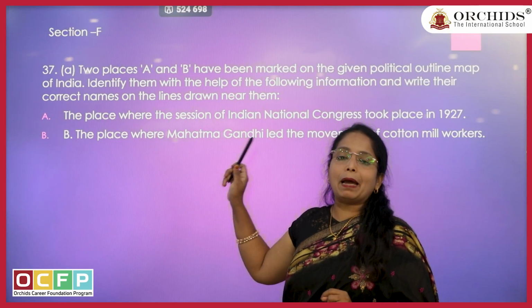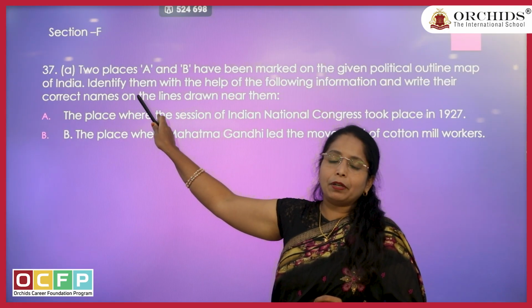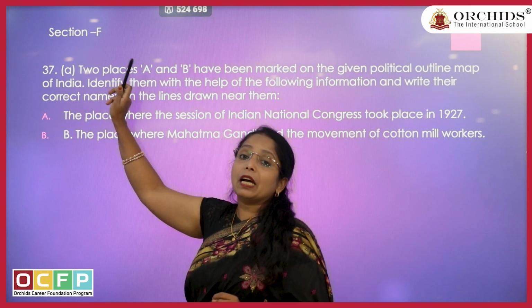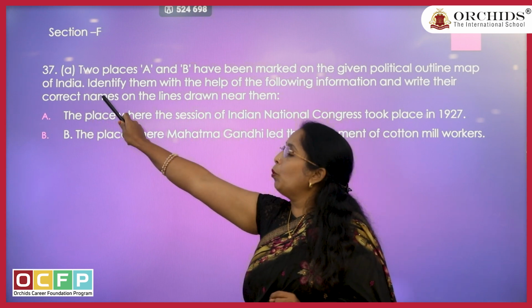So you may get a map of India outline or a map of the world, but in the 2025 February exam, we got the map of India, and here are the important points we have to mark on the map. We will go through that.